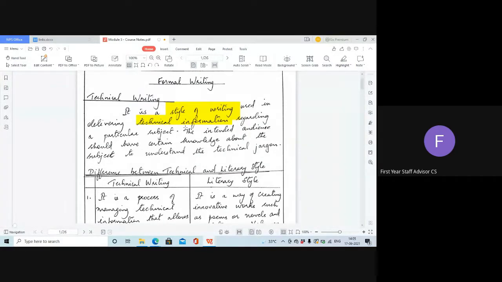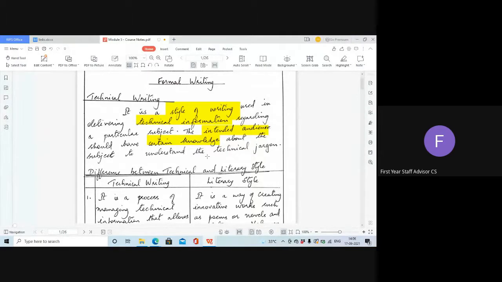And in case of devices, since we are using mobile phones and all, we have some idea of how that device works. So the intended audience should have certain knowledge about the subject. If it is a microwave oven, he will read through the manual and find out how the settings should be done. And if it is a mobile phone, how it is going to be operated, etc. will be written in a technical way.